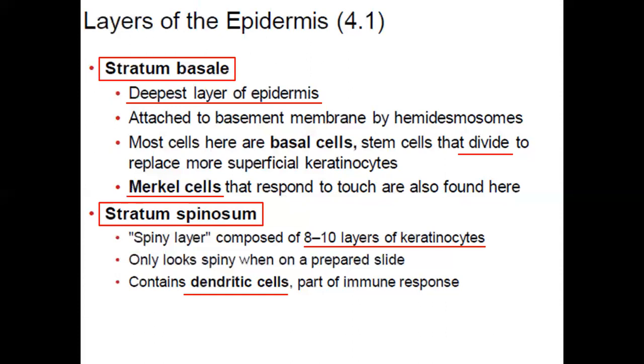The stratum spinosum, remember stratum is just layer, and spinosum means spiny, so there's a spiny layer of 8 to 10 layers of keratinocytes. They look spiny on a prepared slide. So near the cell membrane of these cells, the cells look like they have something poking out of them. They start to dehydrate, and the inner components of the cell start to poke into the membrane and make it look spiny.